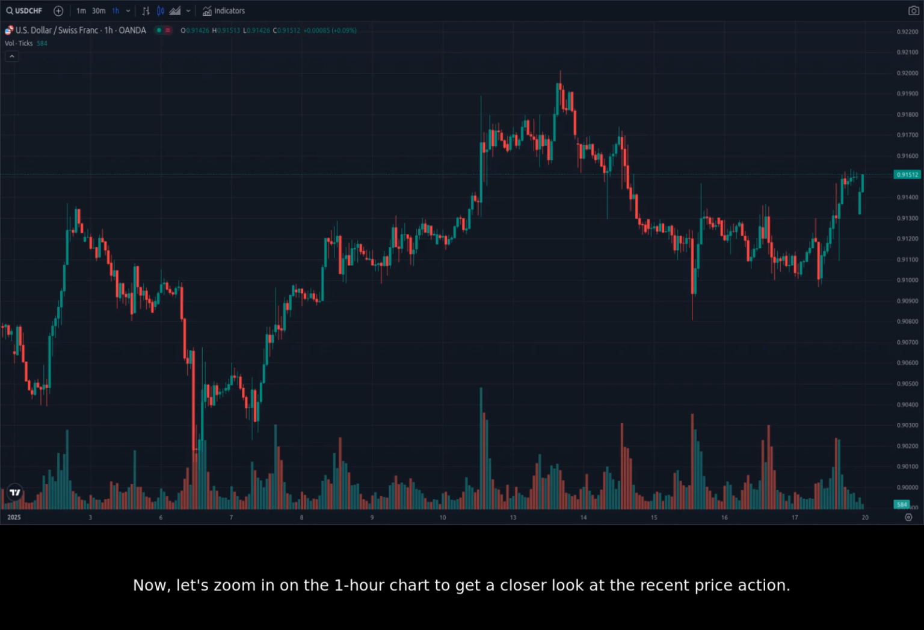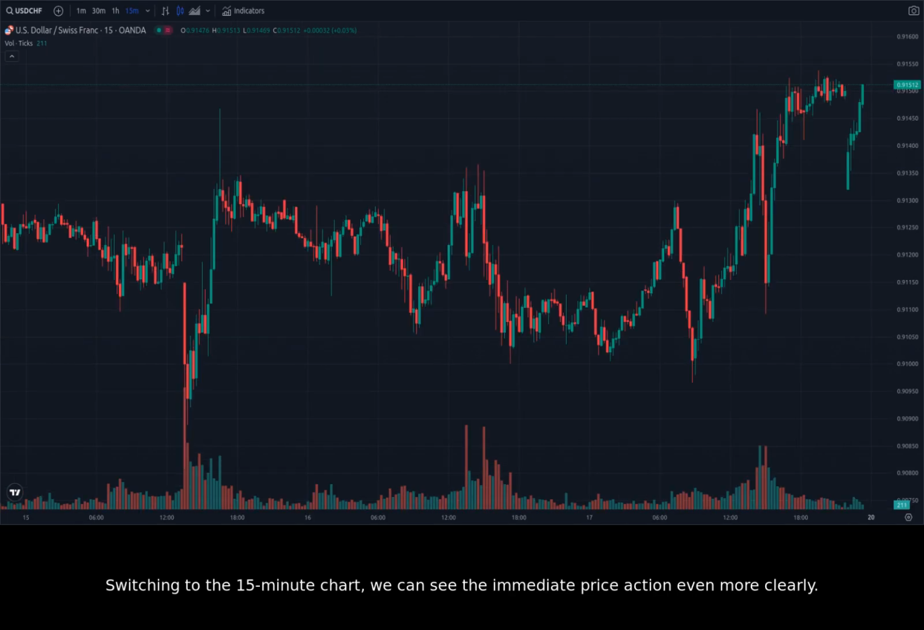Now, let's zoom in on the 1-hour chart to get a closer look at the recent price action. Here, we can observe more short-term fluctuations and identify potential short-term trading opportunities. The hourly chart gives a more precise look at the smaller trends and gives us more clues about the price action. We can see short-term bullish trends developing, and we can look for support and resistance within those trends.